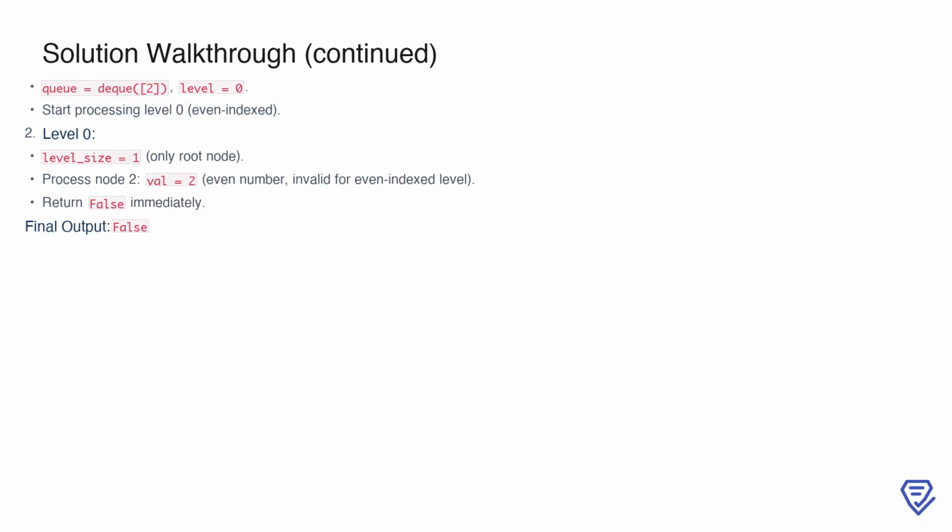In this final example, we have a tree with only a single node, which represents an edge case. The root node has a value of 2, and we start processing at level 0. Since there is only one node, the level size is 1. However, the value 2 is even, and at even-indexed levels, node values must be odd. This violates the even-odd tree rules, so we immediately return false as the output for this tree.